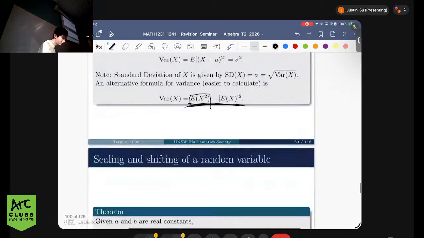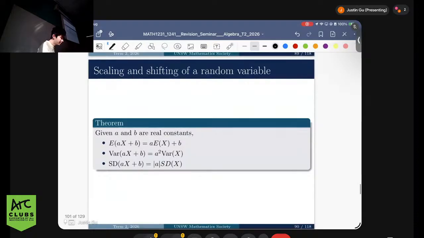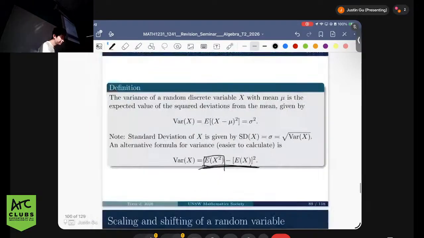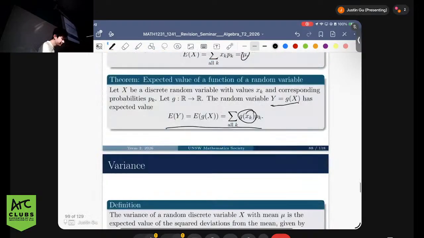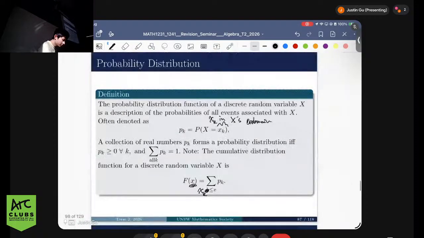And what happens when we scale and shift a random variable? Well, the expected value is linear, right? Not linear in the sense of linear algebra, but we can take the a outside and the b outside. For the variance, if we multiply our random variable by a, the variance gets multiplied by a squared, and the b contributes nothing. A similar thing happens with the standard deviation, but it's the square root of variance, so it only gets scaled by the absolute value of a. And remember, variance and standard deviations have to be positive.